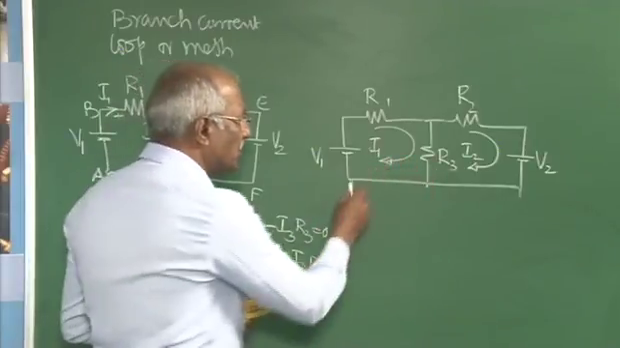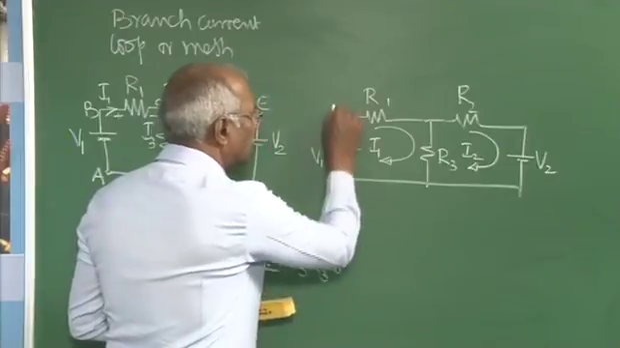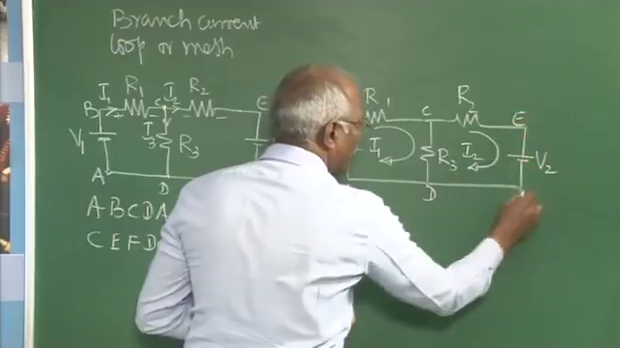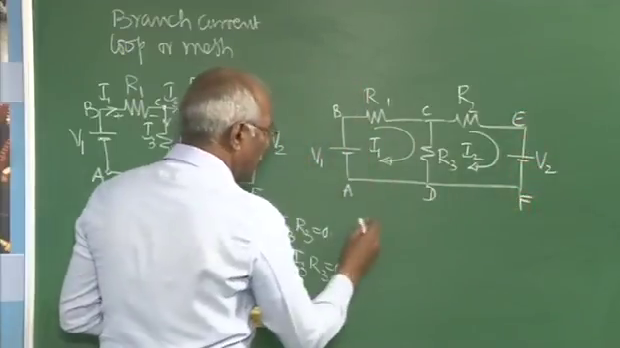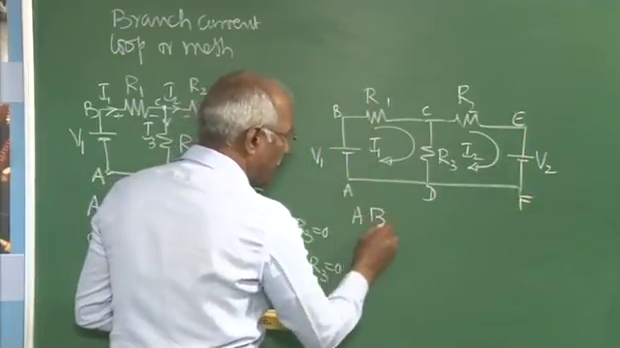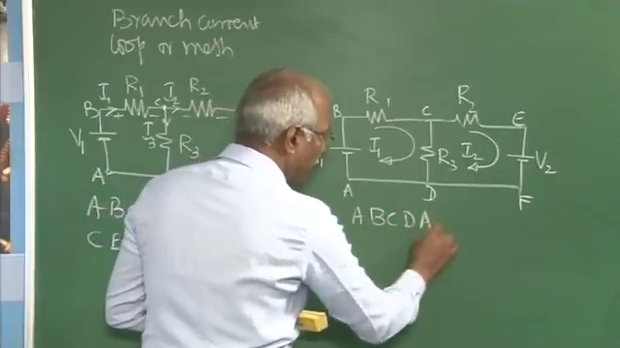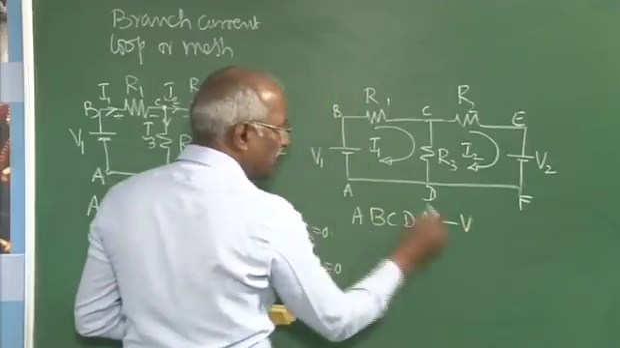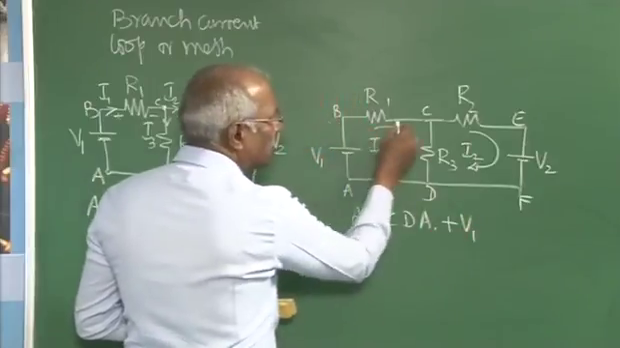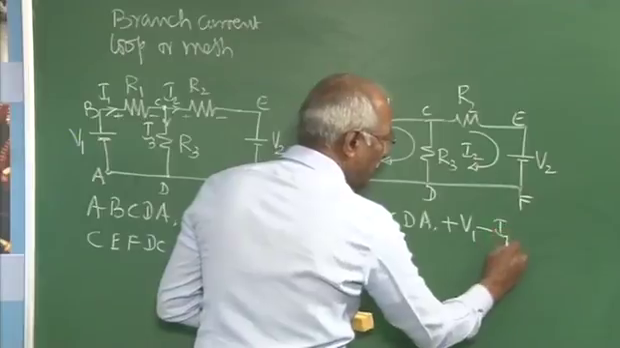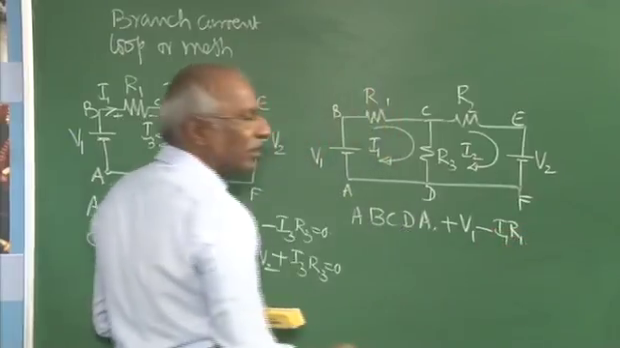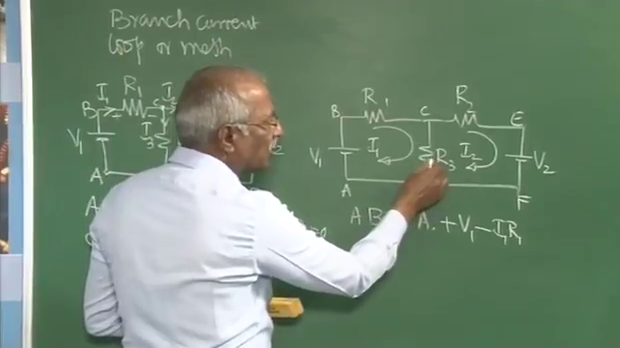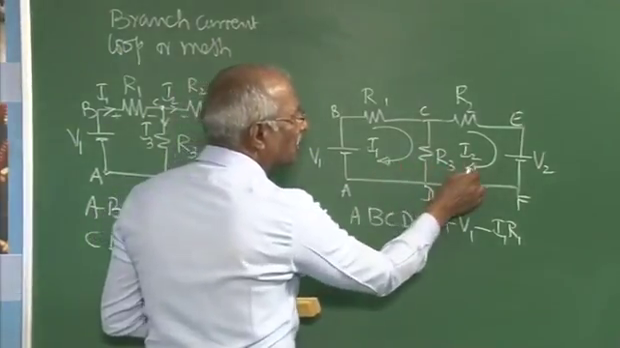In that respect, as we go for this loop, again I will call it A, B, C, D, E, F. For this loop, it is A, B, C, D, A. As I go from here, it is minus to plus, means it is plus V1. This way it is minus I1 into R1. When it comes to this resistance, there are two currents flowing through this one. One is I1 and the other one is I2.